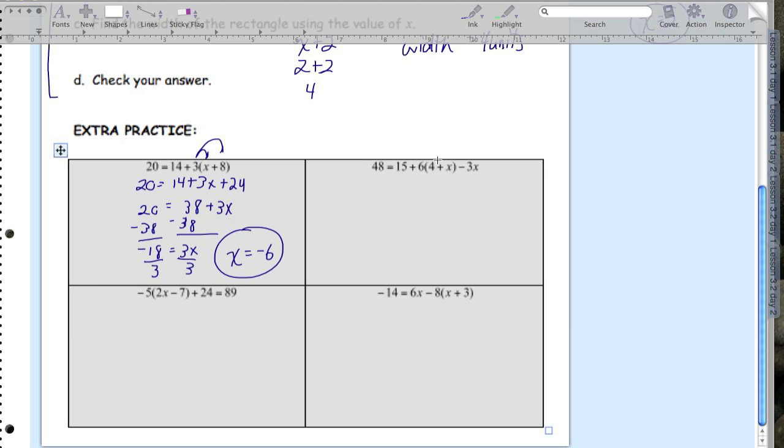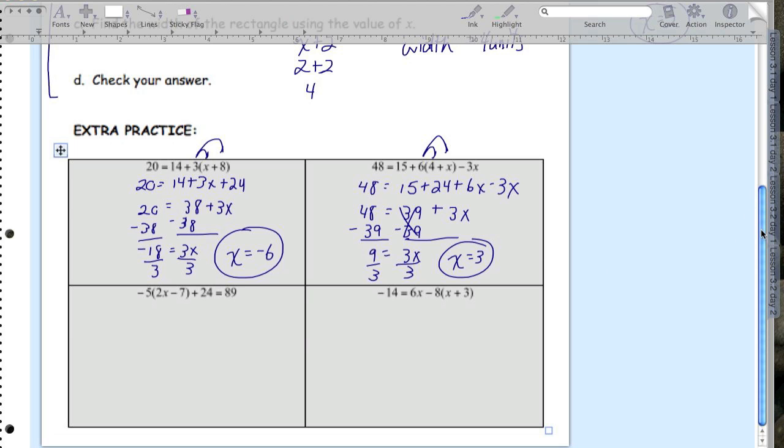On the next one, I'm going to distribute this 6 into both terms, so I get 15 plus 24 plus 6x minus 3x. Look for like terms that can be combined. There's two sets. 15 and 24 is going to give me 39. And then 6x and minus 3x is actually 3x. That's as far as that can go, so we're ready to bring down the 48 and start solving. I'm going to subtract 39 on both sides. When I subtract 39, I get 48 minus 39, which is 9. Those cancel. 9 equals 3x, divided by 3. X equals 3.